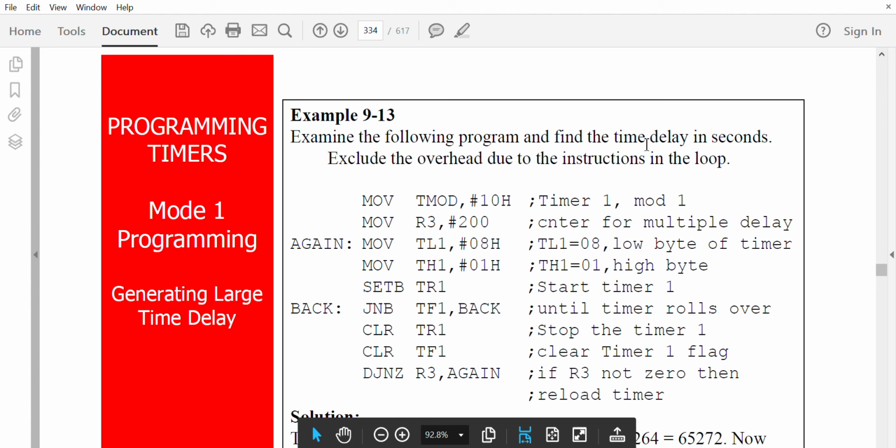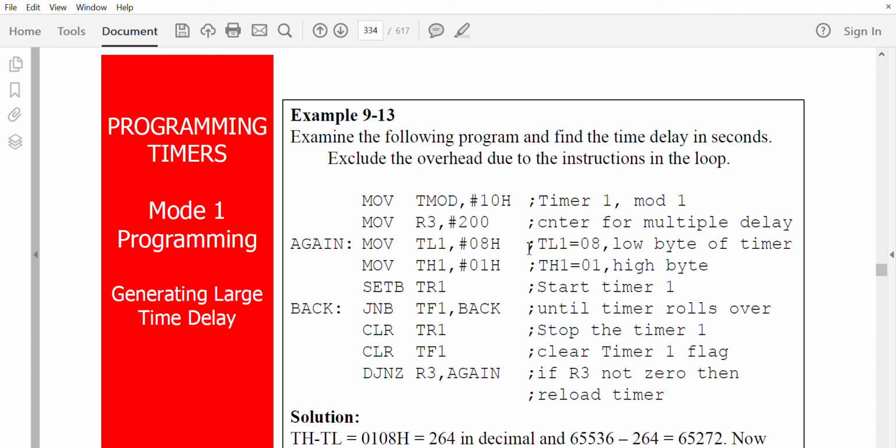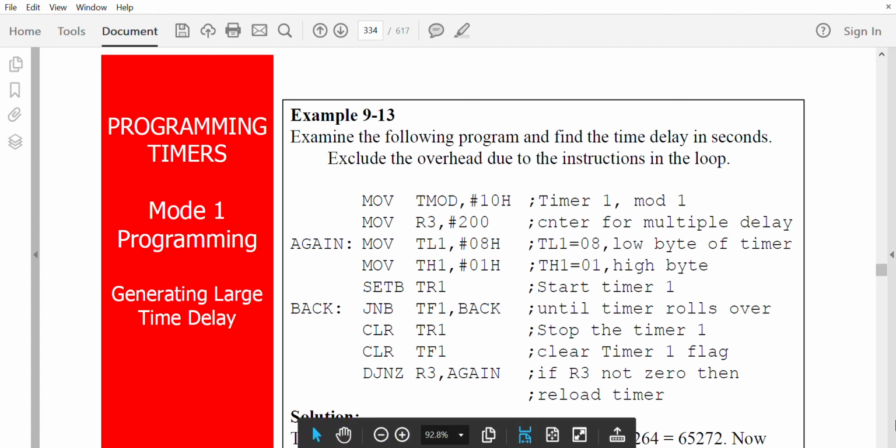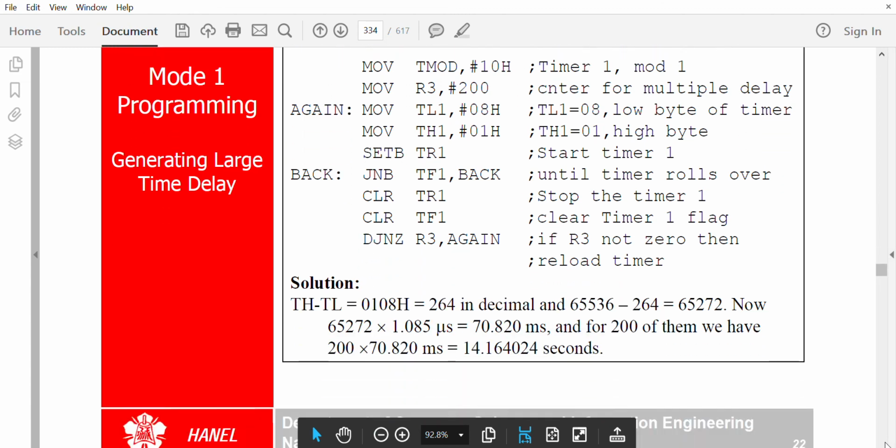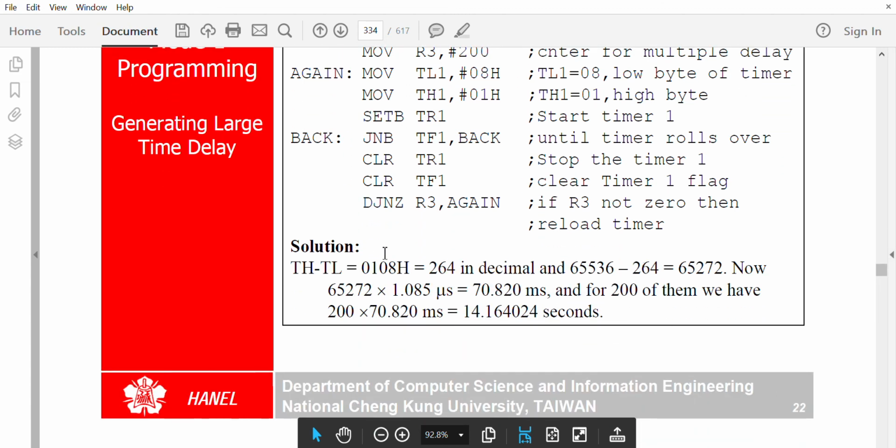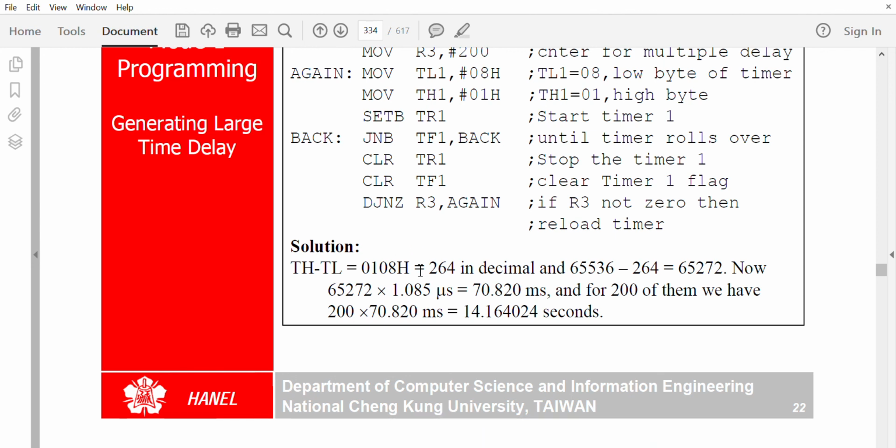So here, find the time delay in seconds, excluding the overhead. The TLTH value 0108 is the initially loaded value. So we know it is 0108, and 65536 minus this value, you'll get the count. Multiply it with 1.085 microsecond.